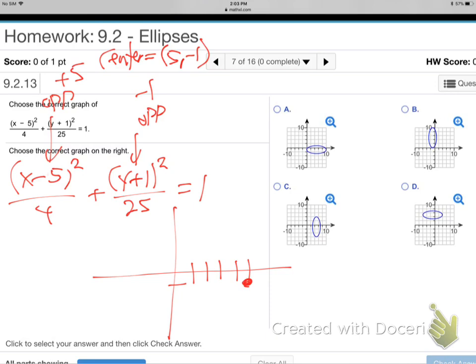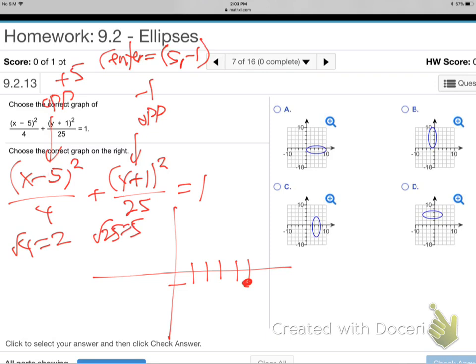Everybody good so far? Now from that center, we need to know how far up and down, how far right and left. We just do everything we normally do, except we have a new center. The center is not 0, 0 anymore. It's opposite, opposite, 5, negative 1. Whenever you have parentheses with the x and the y, the center is opposite, opposite. Okay, so what's the x? Square root of 4 is 2. The y, square root of 25 is 5.